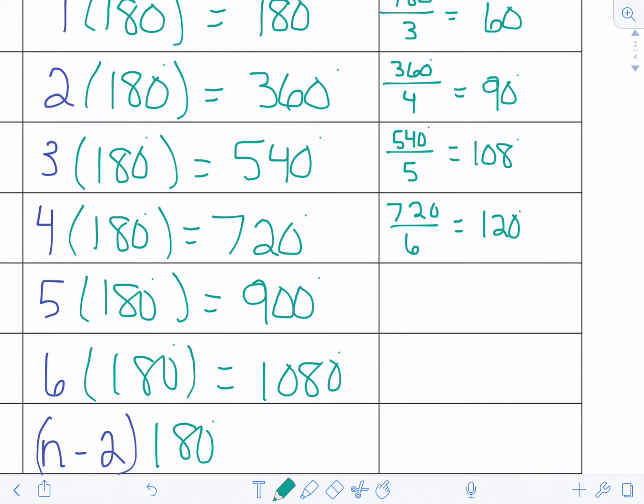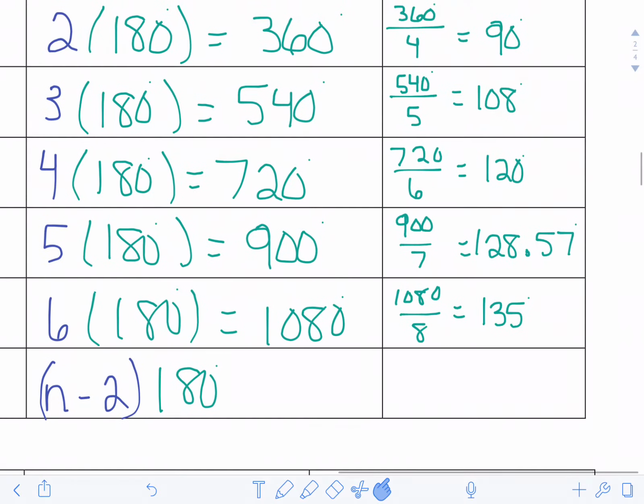And then we have 900 divided by 7 for a heptagon. This is the only one that comes out kind of funny: 128.57 degrees. 1080 divided by 8 for an octagon is 135 degrees.